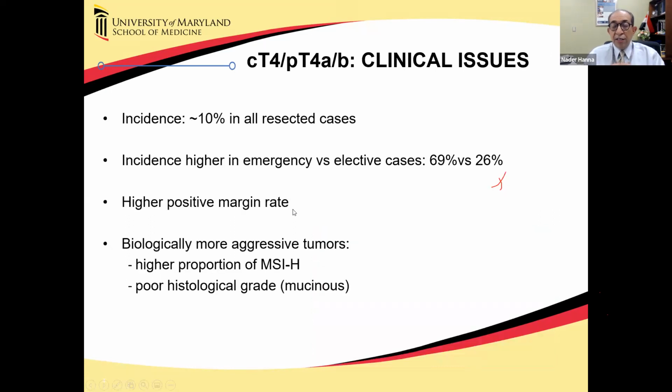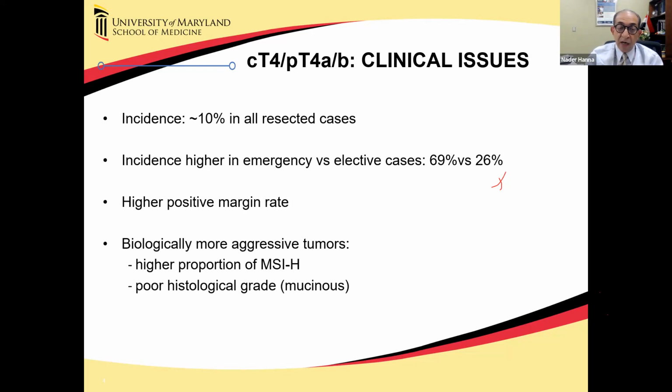So what are the clinical issues that you need to know about when you're dealing with clinical T4, pathological T4A and B? The incidence of this condition clinically is about 10% of all resected cases of colon cancer. And again, we're only talking about colon cancer. We're not talking about rectal cancer. It's a different category. When you're doing an emergency colectomy, the incidence is about 69% of those patients with T4 are going to be in emergency cases versus only 26% in elective cases.